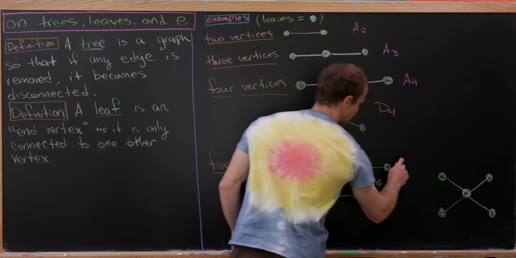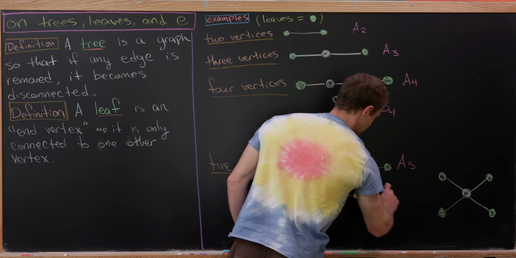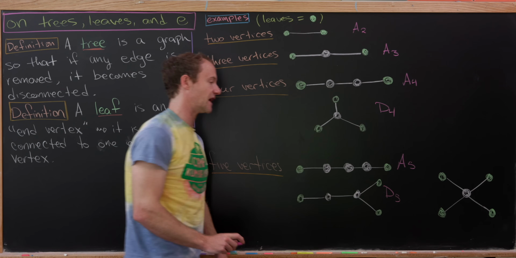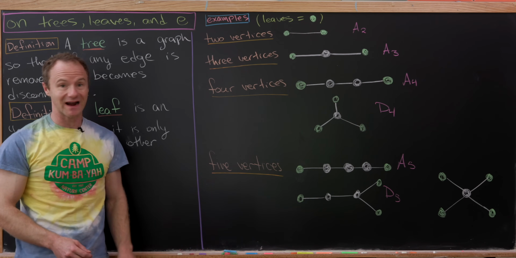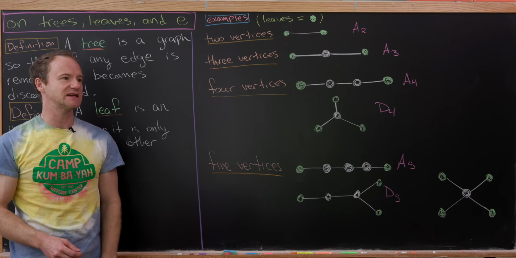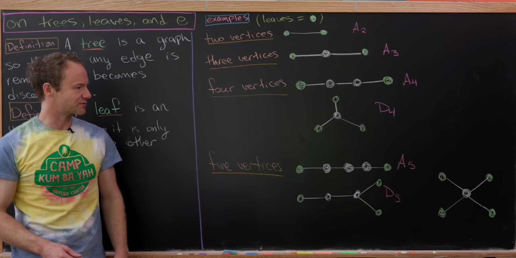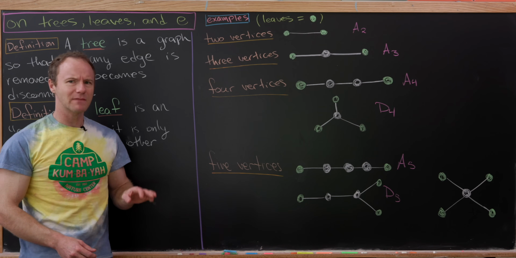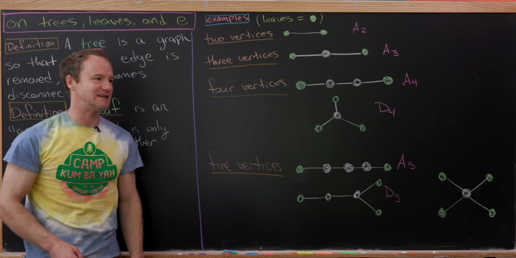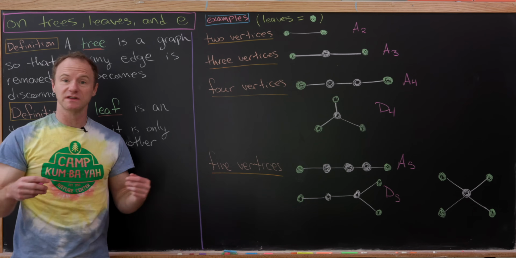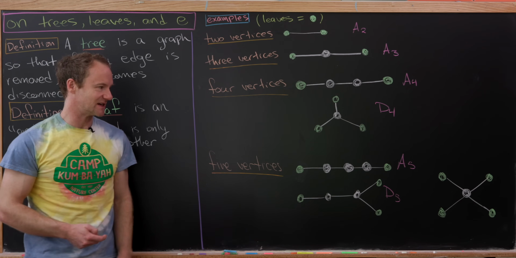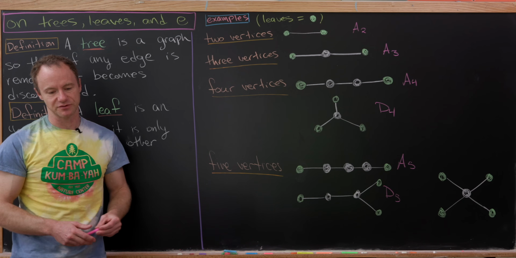Then down here we have the Dynkin diagram for A5. This is the Dynkin diagram for D5. That last one is not a Dynkin diagram for a finite dimensional Lie algebra. It might be a Dynkin diagram for an affine Lie algebra. I think it might be for affine D4, although I'd have to look that up. Maybe post in the comments if you know if that's a Dynkin diagram for one of the affine Lie algebras.